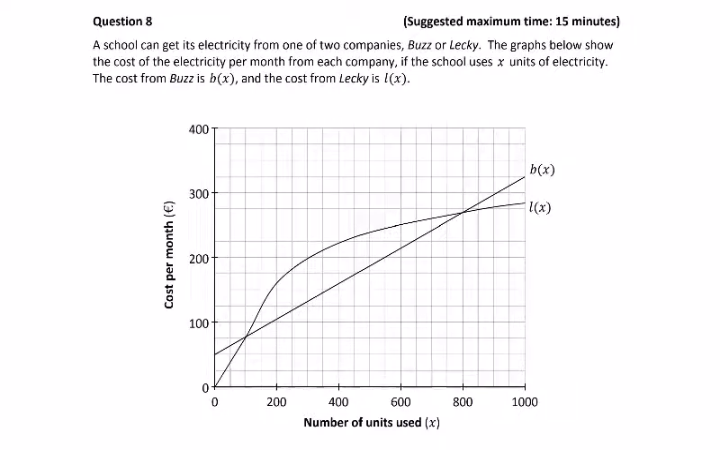Question 8, a school can get its electricity from Buzz or Lecky. The graphs below show the cost of electricity per month for each company. So let's just jump down for a second. So this one is more expensive. Then at this point it becomes cheaper all through here. And then at this point it becomes dearer again. Obviously at this point it's dearer. So there's 2 points where B of X and L of X intersect. So we can see what's going on in this graph. We have the cost per month and we have the number of units used. So let's see what the questions are based on this graph.